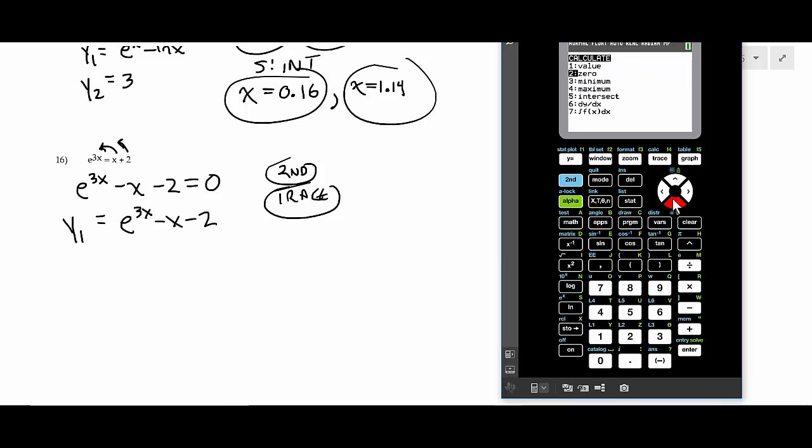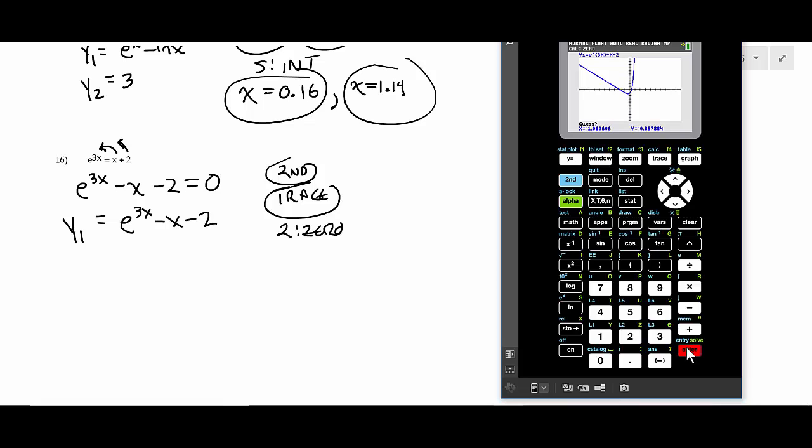Then you go to option 2, which is zero. Okay, and I've shown you how to do this before anyway. So you do this, you do that, press enter. Now it's going to ask for a left bound. So get your cursor a little bit to the left of where that first zero is. Okay, press enter. Usually a line comes out. Get a right bound, so just go a little bit to the right of where it crosses the x-axis. You'll get a kind of a boundary for that.